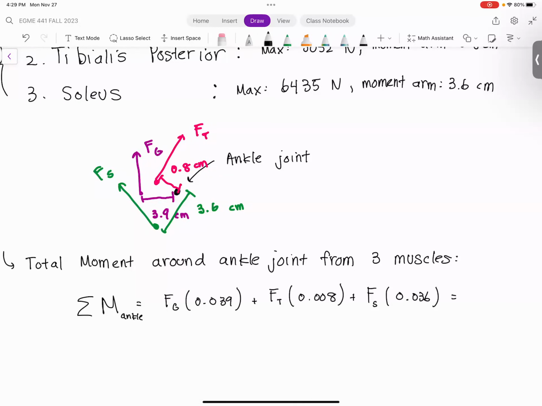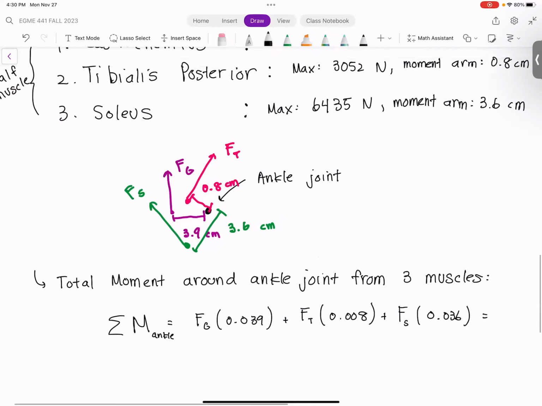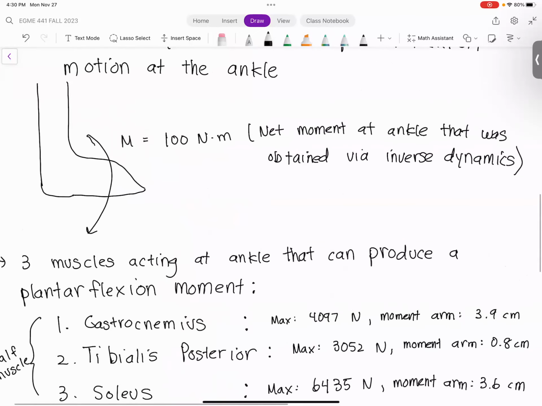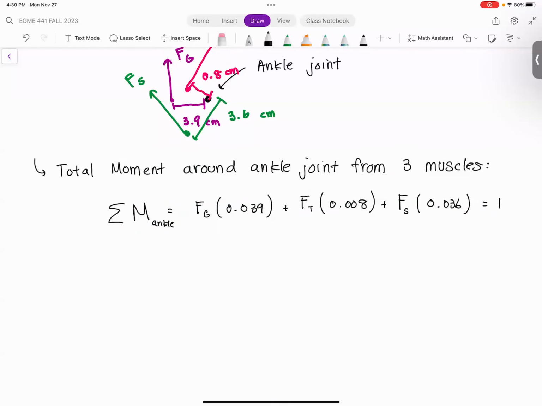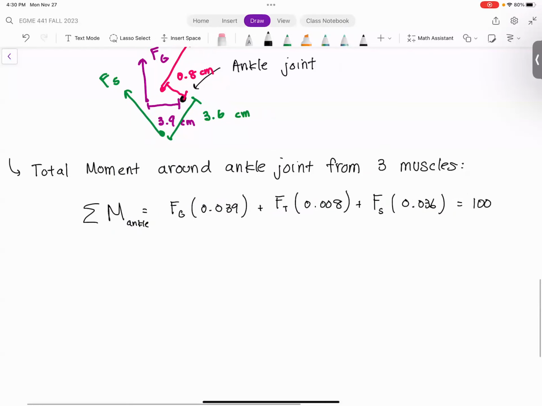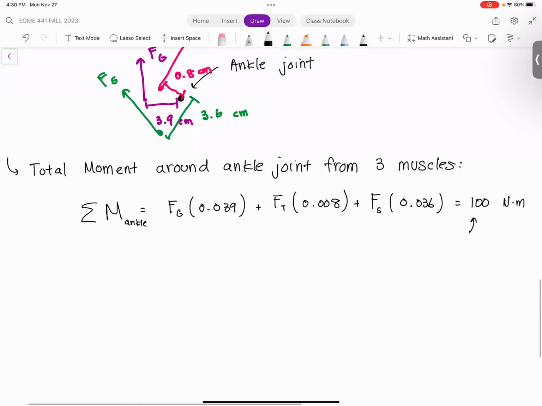So that's the sum of the moments. If this were a static problem, we would set this equal to 0. But this is not static, this is a dynamic problem, so we have a net moment at the ankle joint. In fact, we were given it in the problem. That net moment is 100 Newton meters, and so we're going to set this equal to 100 Newton meters. This was given to us in the problem.